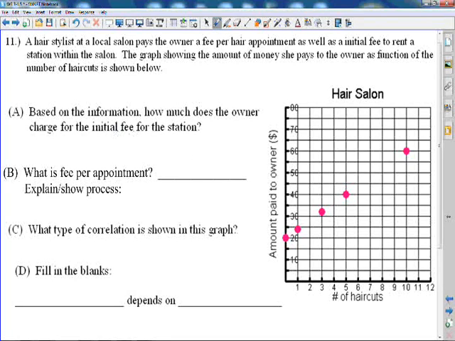Guys, initial fee, remember that's your y-intercept. That's your one-time charge. You go up here. And what is this? This must be 5, 10, 15, 20. So it must be $20. Fee per appointment? Guys, that's y per x. That's talking about your slope.